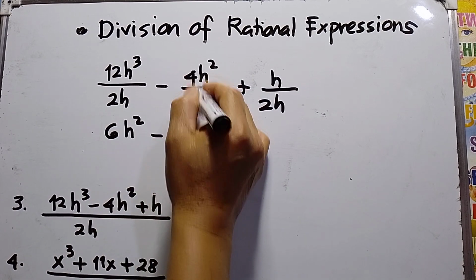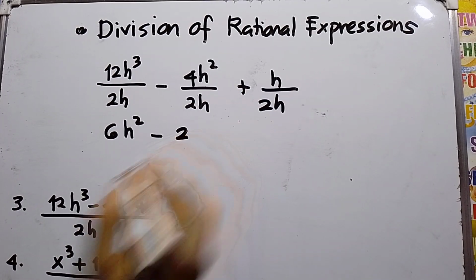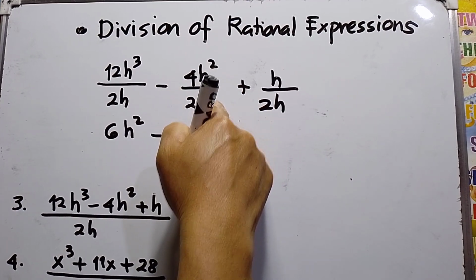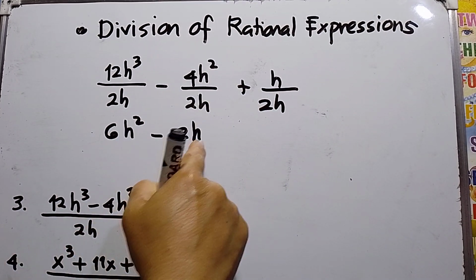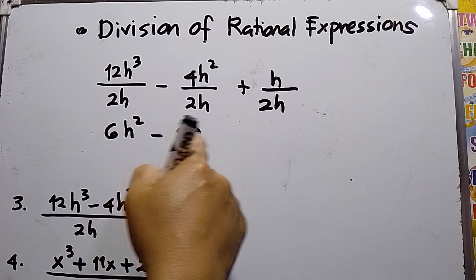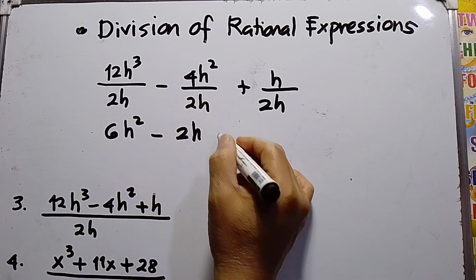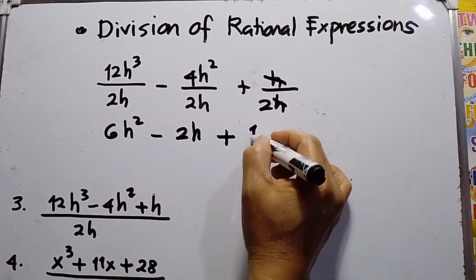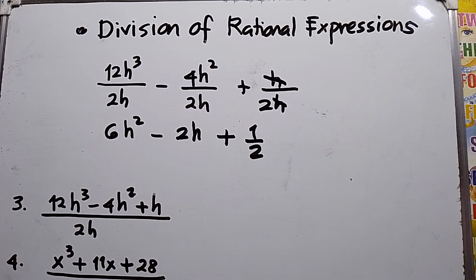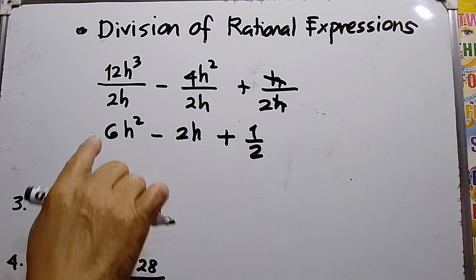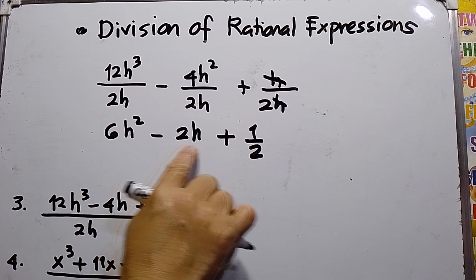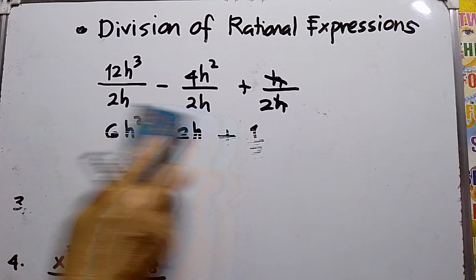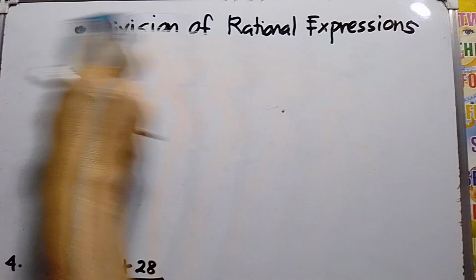Then minus 4 divided by 2, that will be equal to 2. So this will be h because 2 minus 1 is 1. So h to the 1, or understood there is 1 in here. Then plus h over 2h, cross out because they're the same, so the answer will be one half. So therefore, number 3 answer is 6h squared minus 2h plus 1 over 2. That's number 3 answer. Now let's proceed to the last number, number 4.